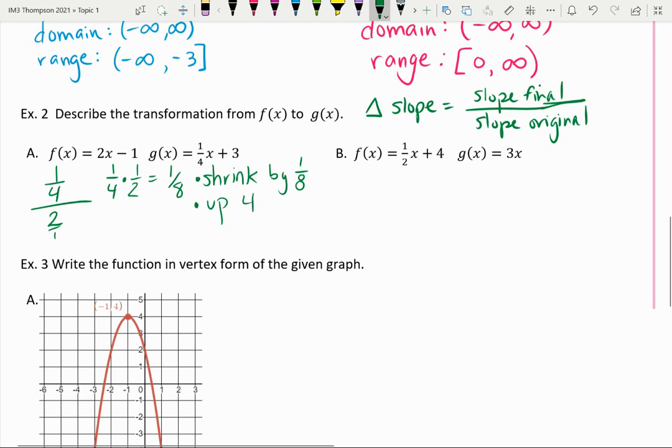So it works the same for example B. I'll give you a little bit of time to see if you can answer part B. So what is the stretch or the shrink, and how does it shift vertically from f of x to g of x?